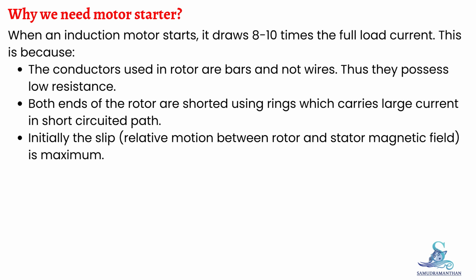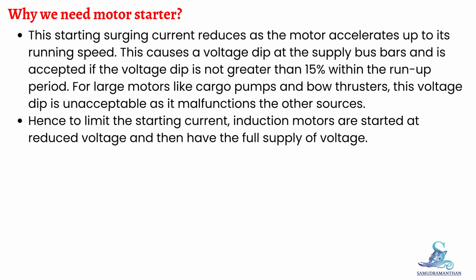This is because the conductors used in the rotor are bars and not wires. Thus they possess low resistance. Both ends of the rotor are shorted using rings, which carry large current in a short-circuited path. Initially the slip, the relative motion between rotor and stator magnetic field, is maximum. This starting surging current reduces as the motor accelerates up to its running speed.